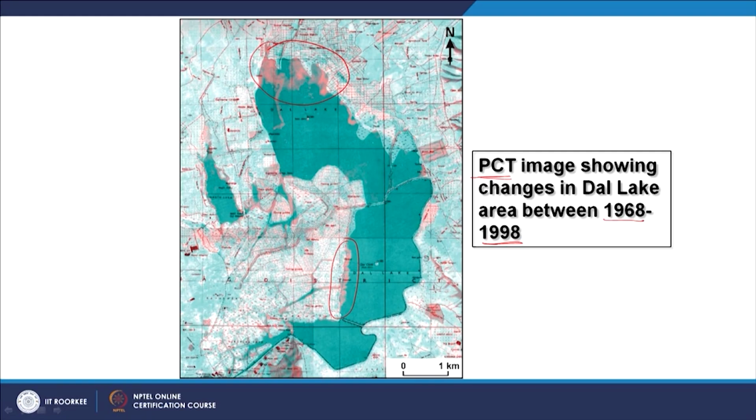So if we want to see the changes which have occurred in those 30 years, where the changes have occurred and how much, that can be detected through this pseudo color transformation technique, and that comes under this whole discussion of image merging or image fusion.